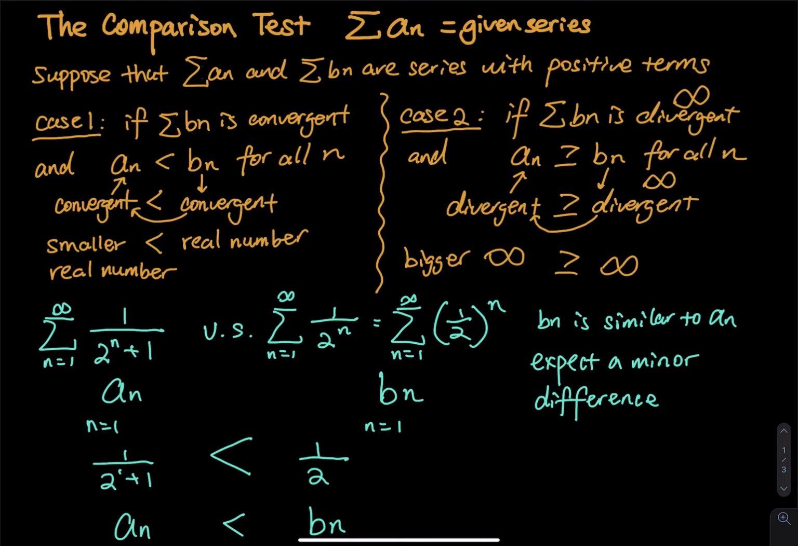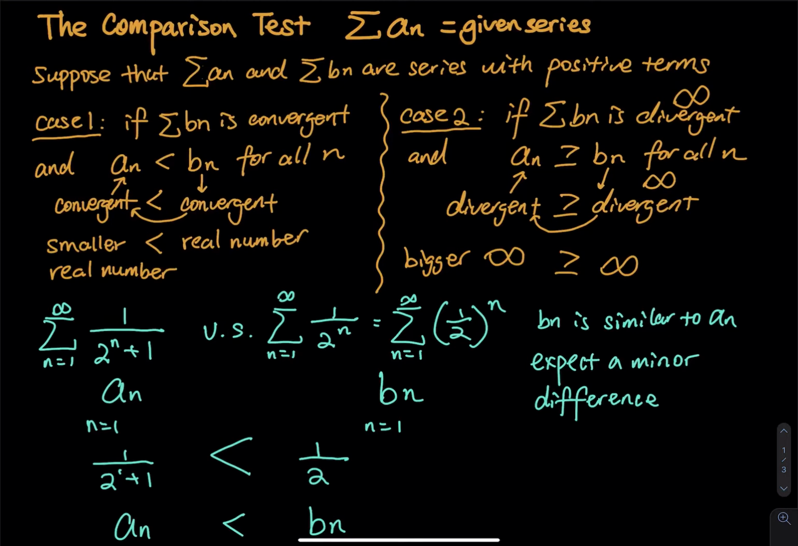So let's read the first line. Suppose that the sum of AN and the sum of BN are series with positive terms. There are two cases. On the left-hand side, we have case 1. If Bn is convergent. What is convergent? Convergent is the sum of Bn is equal to a real number. Let's say 10.